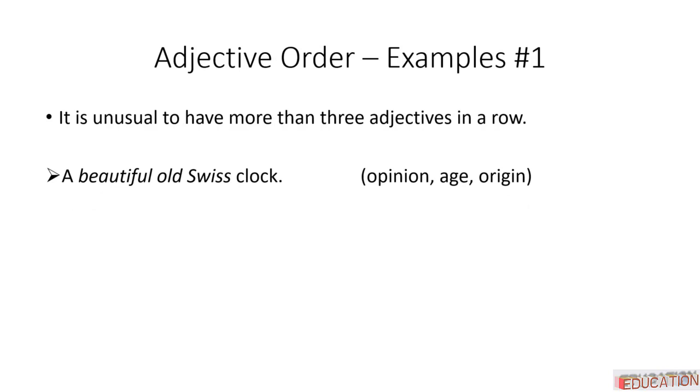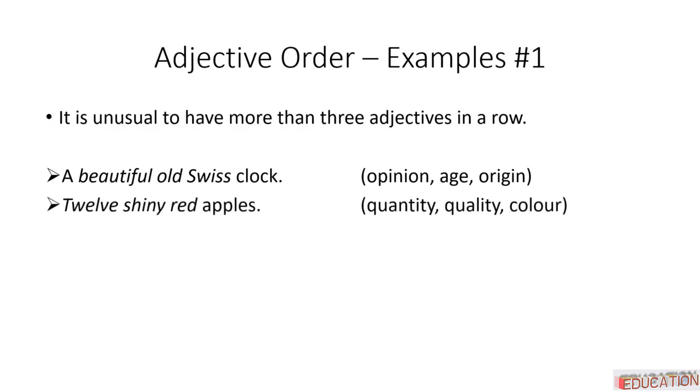So we have a beautiful old Swiss clock, which is opinion, age, and origin. Opinion is beautiful, I think it's beautiful. It is old, and it comes from Switzerland. 12 shiny red apples. So 12 is the quantity. They're shiny, that's a quality adjective. And they're red, that's the color of them.